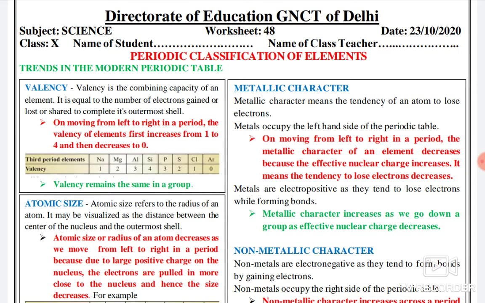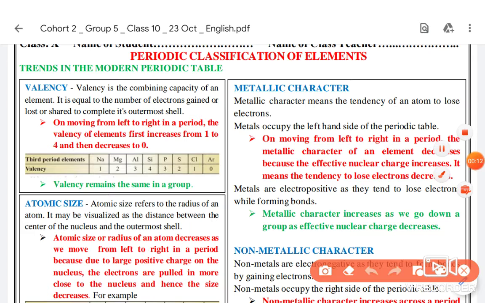Welcome students. Our today's topic is trends in the modern periodic table. It is chapter 5, class 10th. So we have to see what the trends in the modern periodic table are.